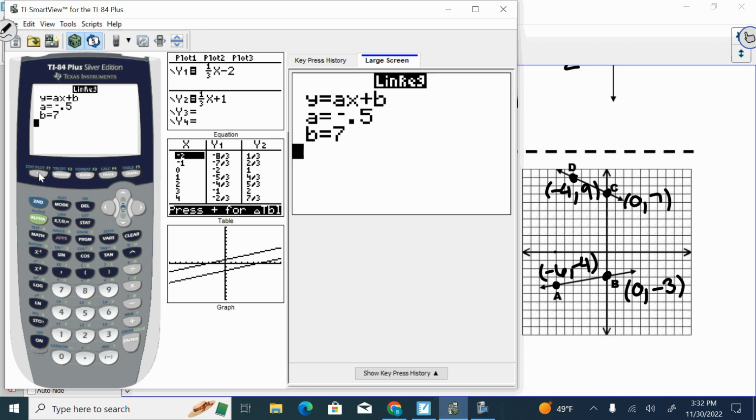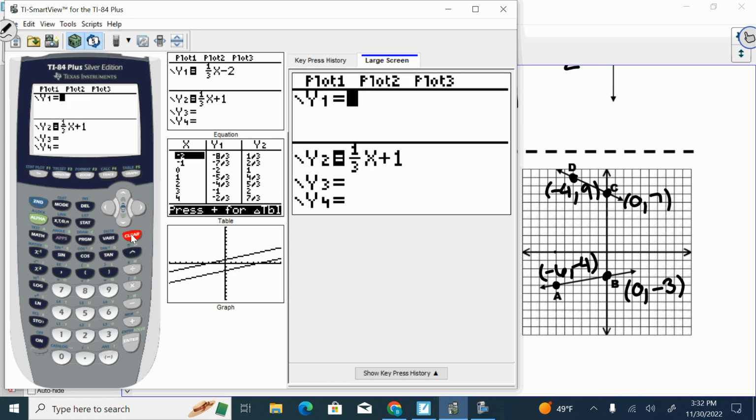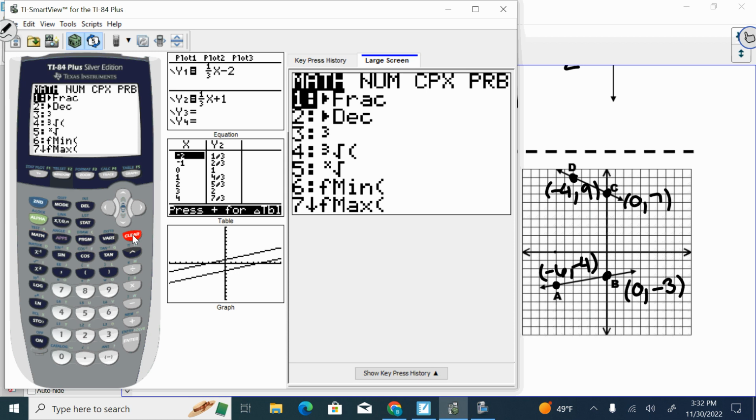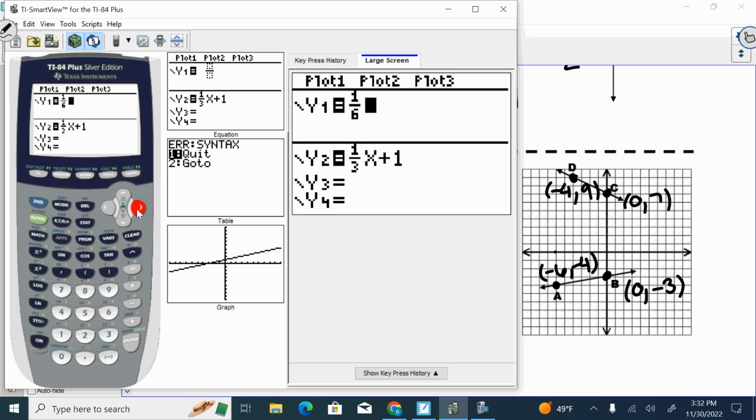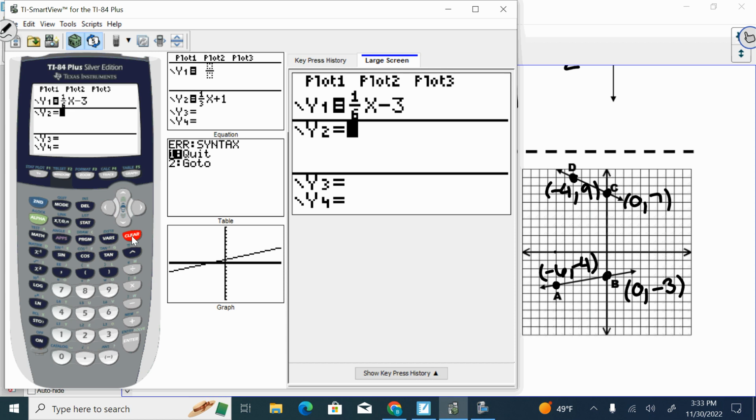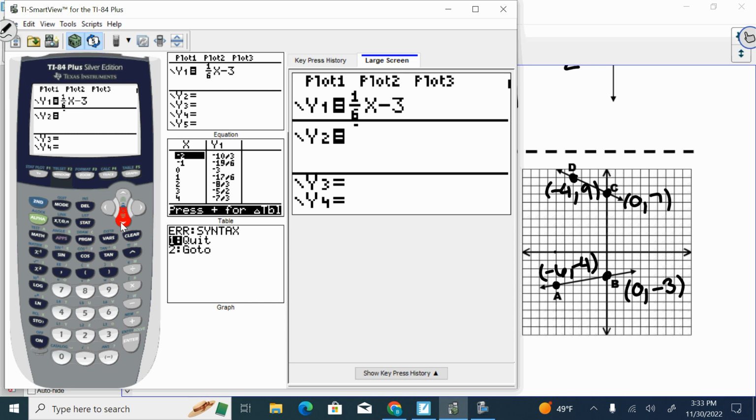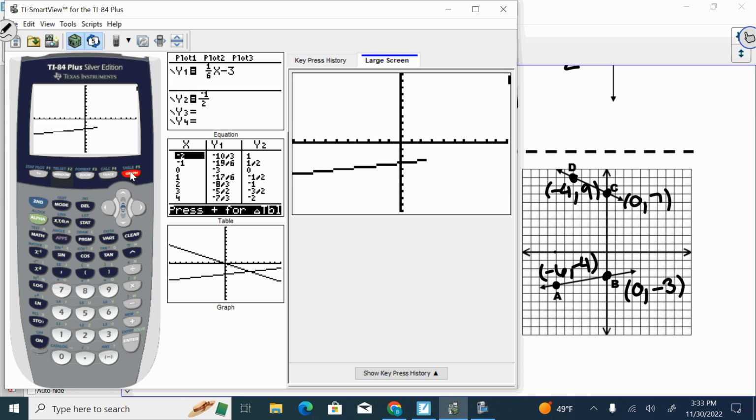Now I need to go into y equals and type my 2 equations in. So I'm going to have in y1, we've got 1/6 x minus 3. And in y2, we've got negative 1/2 x plus 7. I graph them. They are going to intersect, right?